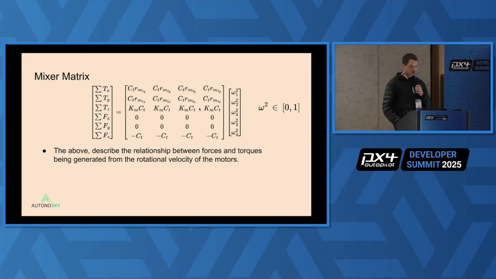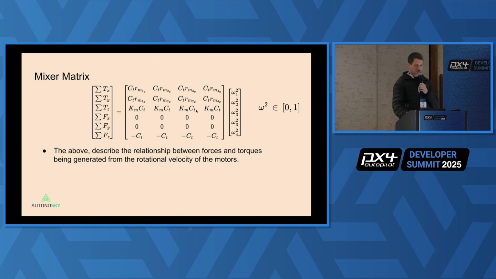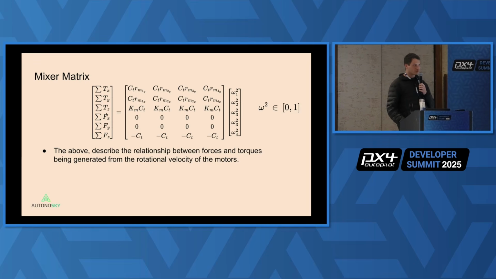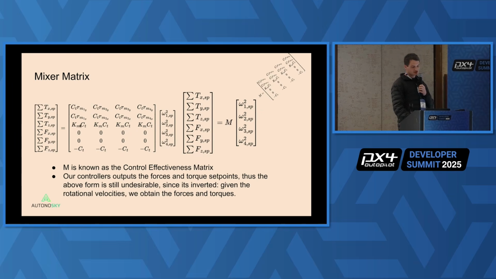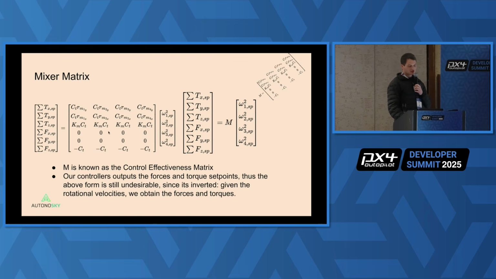So we can then combine these two matrices, the force and the torque, and then we obtain this equation over here, which describes the relationship between the rotational velocities of our motors and the thrust and torques which get produced in the various directions. However, this is not the mixer matrix. This matrix is known as the control effectiveness matrix within PX4. However, this is not in the right form that we desire.